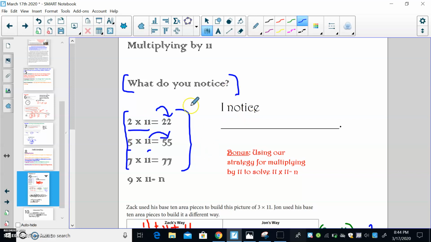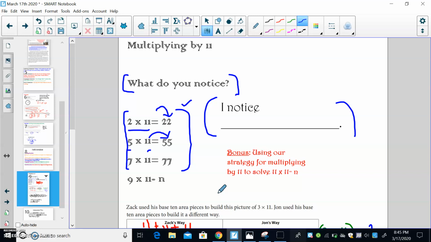What are you noticing? You're going to open up your math notebook, just go down a little bit further, and you're going to write, I notice. So if you noticed that when you multiply a number by 11, the same number is represented in the product twice, you are correct. However, this only works if you are multiplying 11 by a digit that is smaller than 10. So anything between 0 and 9 would be the strategy for multiplying by 11.